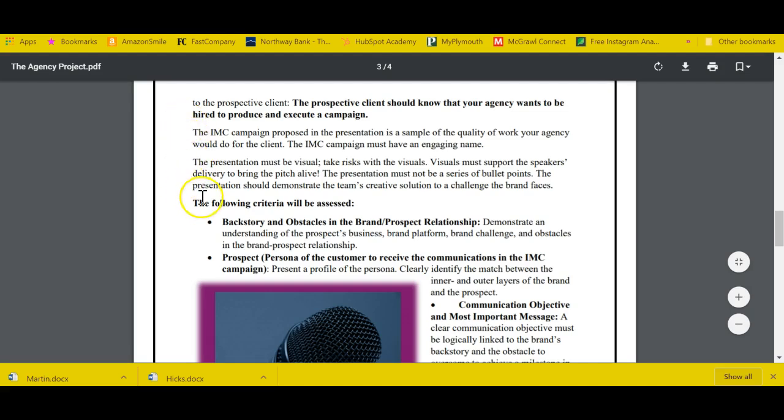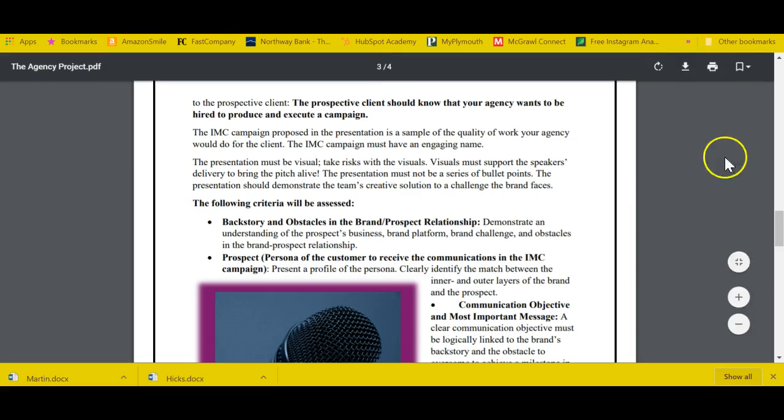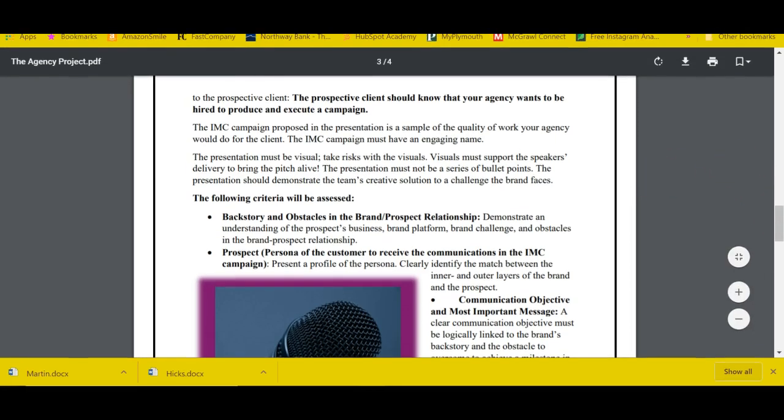So here are the important things. Your presentation must be visual. I'm inviting you to take risks on the visuals. Those visuals should support the information that you are delivering. So don't just put a bright yellow color in the back just because it's pretty. You have to put that bright yellow color in the back because it matches the information and the plan that you have in mind. So this is what you're going to be assessed on.